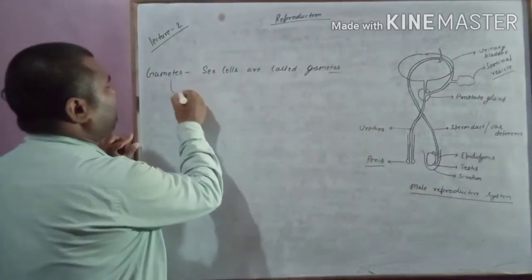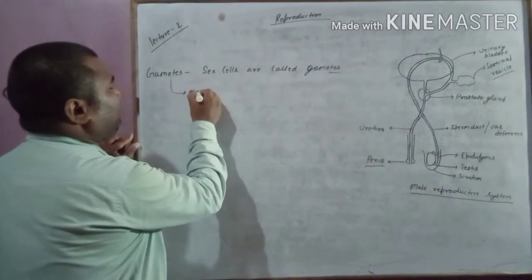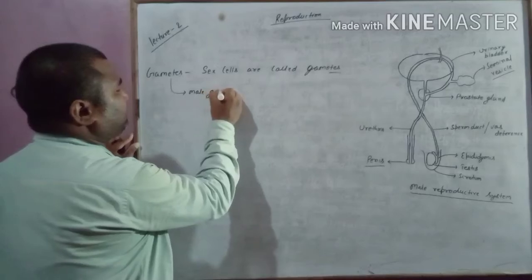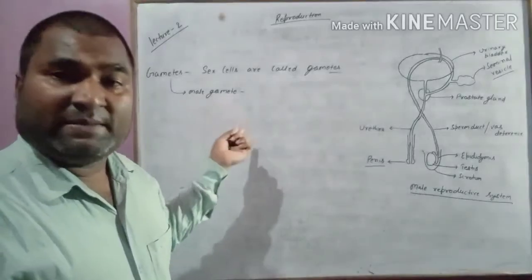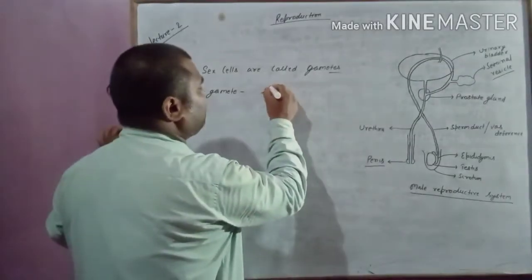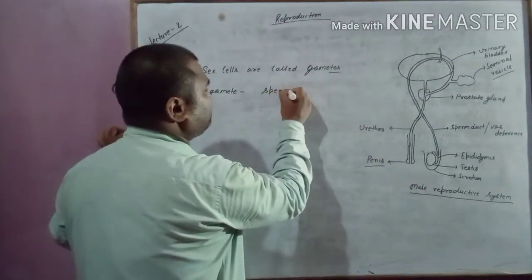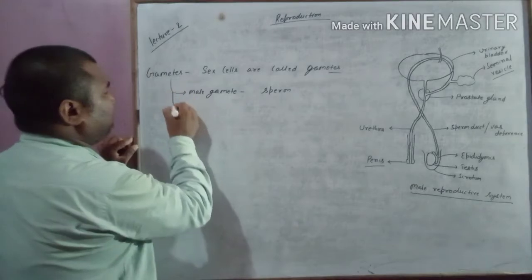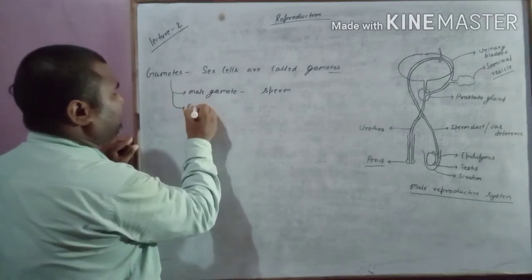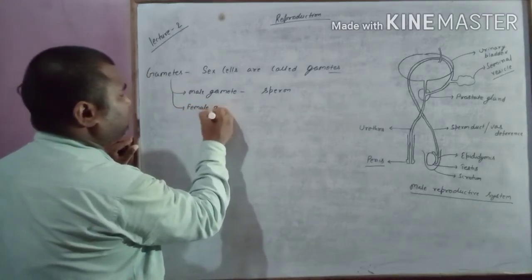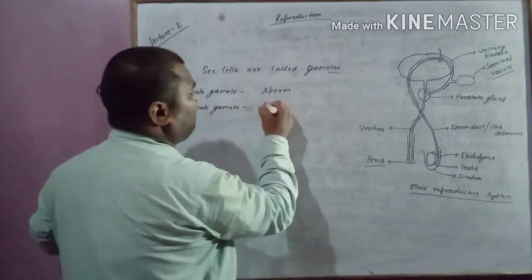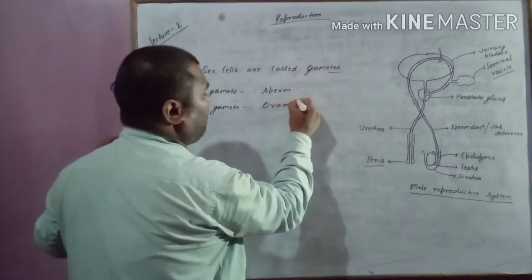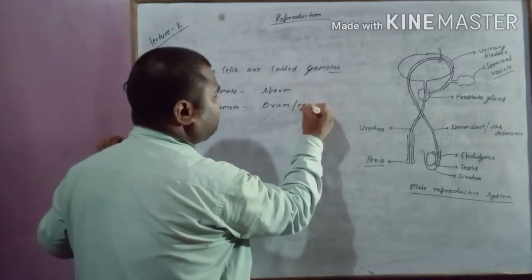Gametes are of two types. Male gamete, produced by male, is called sperm. And female gamete is called ovum or egg.